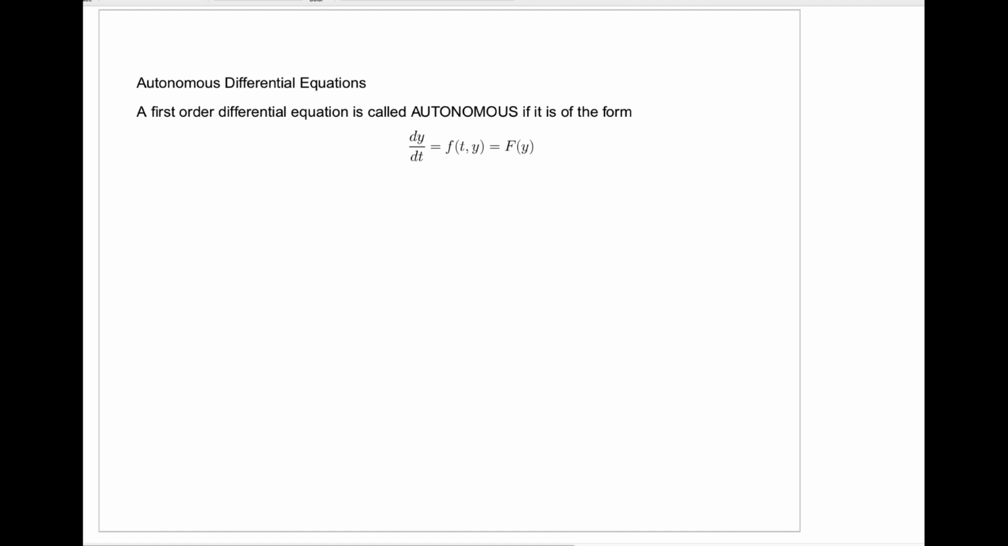Let me write down a few examples that we've talked about recently. If we have dy/dt is just a constant times y, this is an autonomous differential equation. One we looked at in the last video was dy/dt is y to the 2/3. That's also an autonomous differential equation.